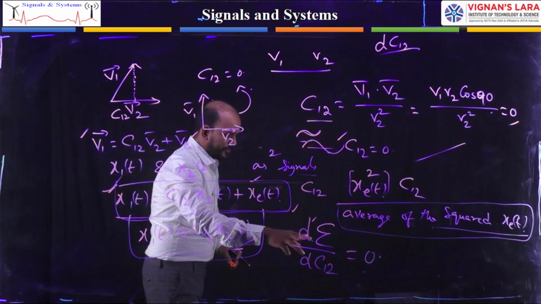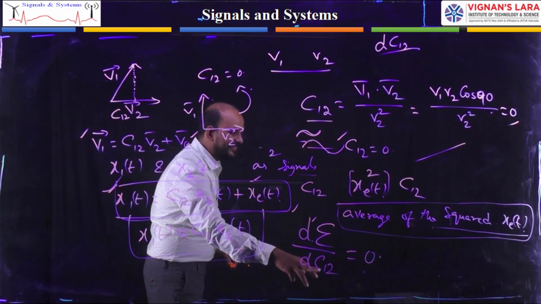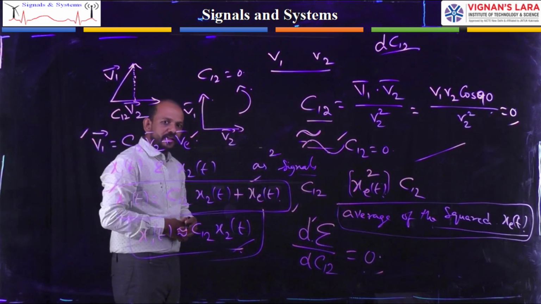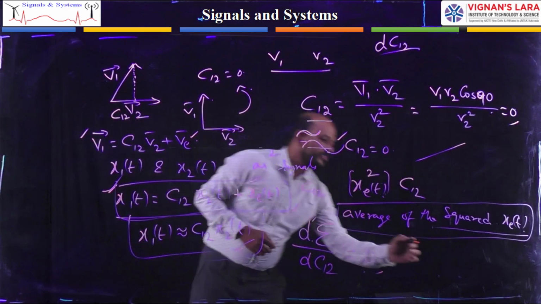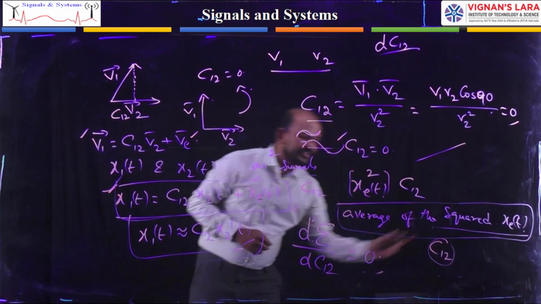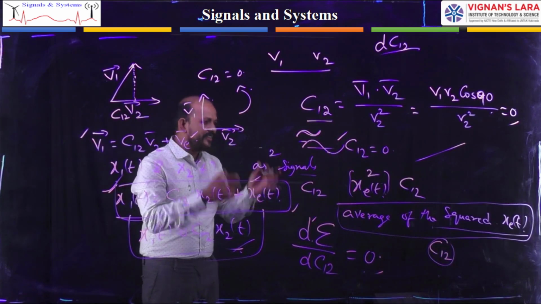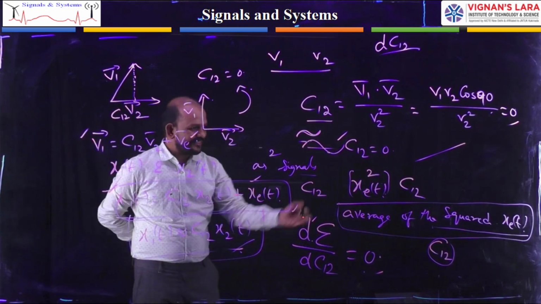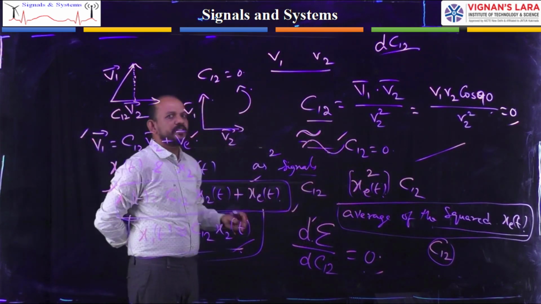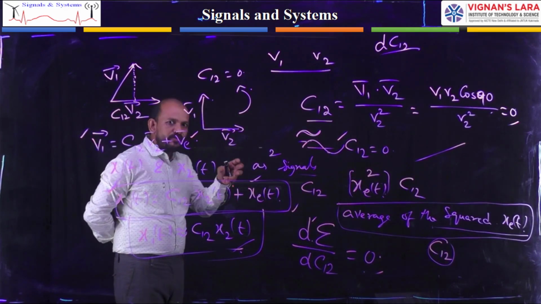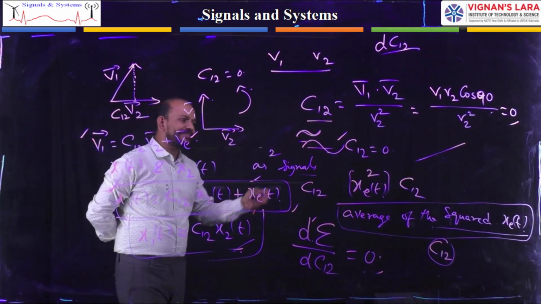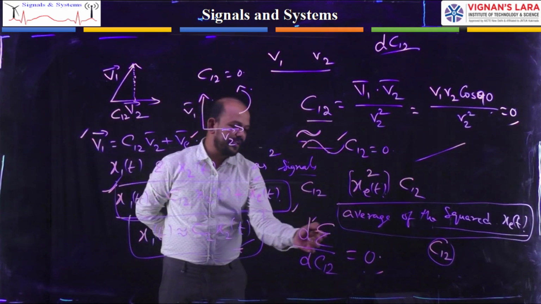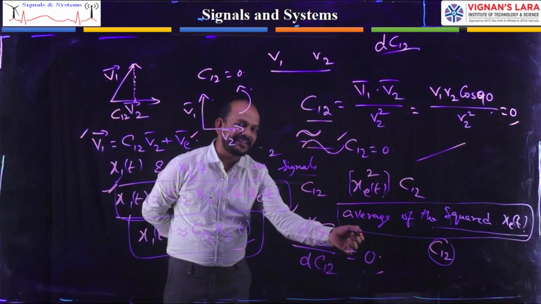So differentiation of this with respect to C12 and making that equal to 0 is the way to find out the value of C12 such that it will give the minimized average of the squared xe of t. To get this as minimum as possible, what should be the value of C12? The value of C12 for which this will be minimized, we can find out by using the equation d epsilon by d C12 and making it equal to 0.